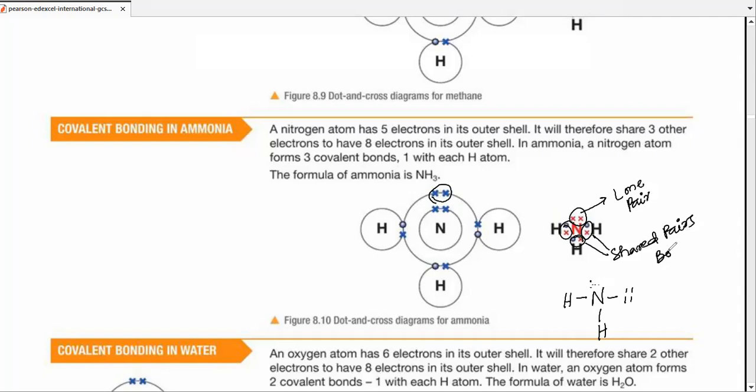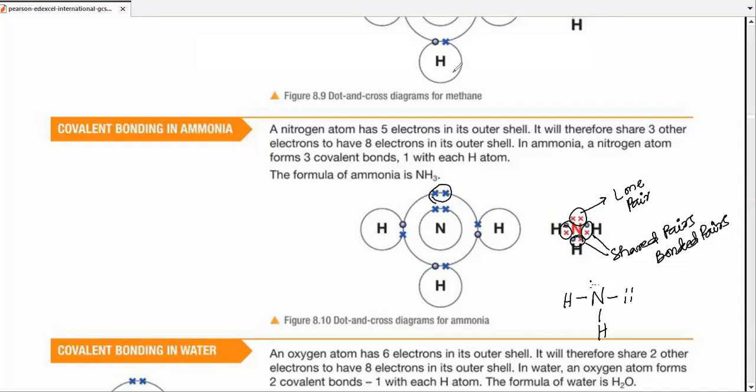This is a way to differentiate the electrons. So if they are present as a part of outermost shell and participate in bonding, they are known as shared pairs or bonded pairs. If the electrons are present as a part of outermost shell and do not participate in bonding, they are known as lone pairs.